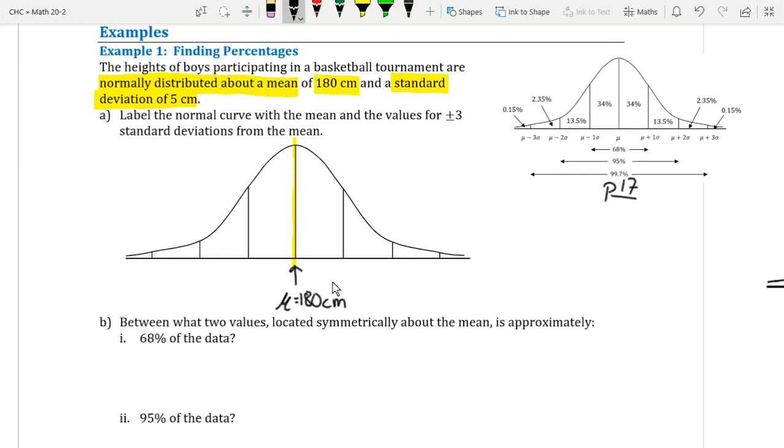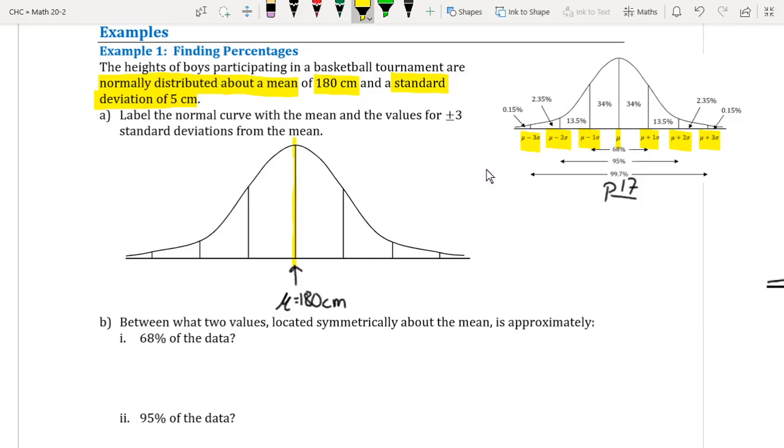Then they want us to also add the values for plus minus 3 standard deviations from the mean. If the mean is right there, then plus 1 standard deviation is there, plus 2 standard deviations is there, and plus 3 standard deviations are over there. When we're adding standard deviations, we're going to the right past the mean. When we are subtracting, we're going to the left. So this will be the mean minus 1, minus 2, and minus 3 standard deviations.